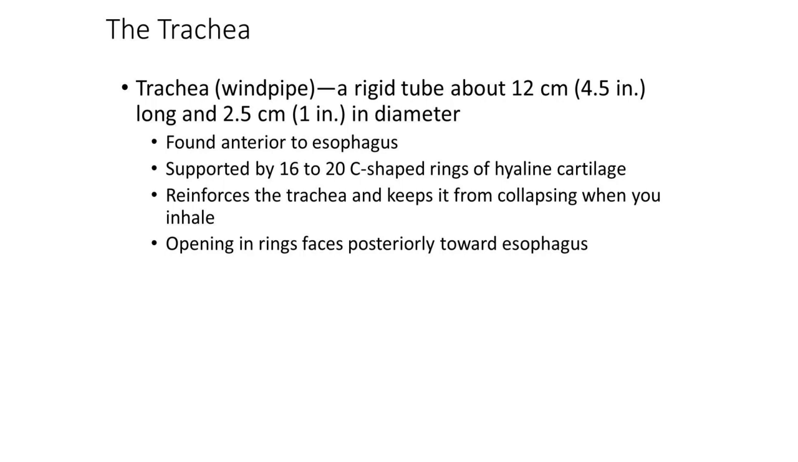It is supported by 16 to 20 C-shaped rings, and these rings are made of hyaline cartilage. They reinforce the trachea and keep it from collapsing when we inhale. There are openings in the rings, and they face posterior towards the esophagus.